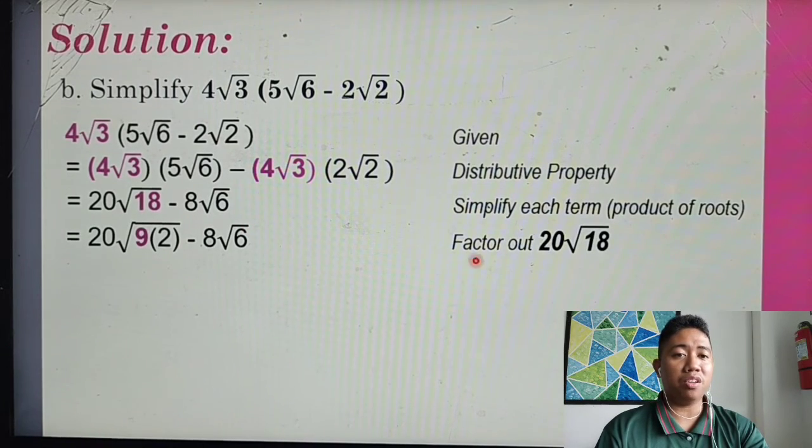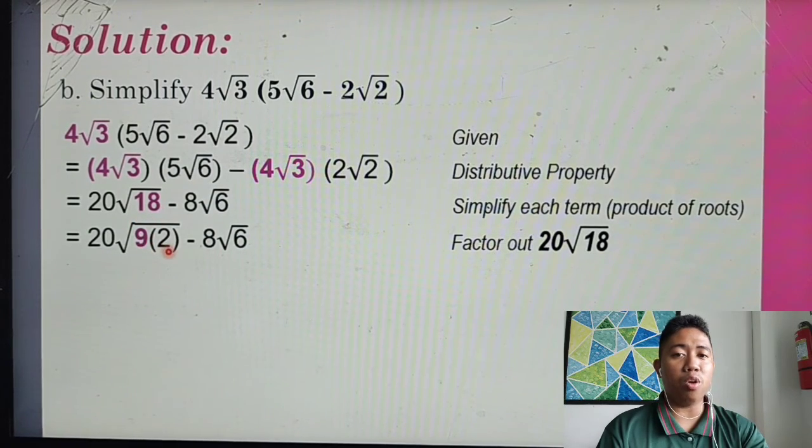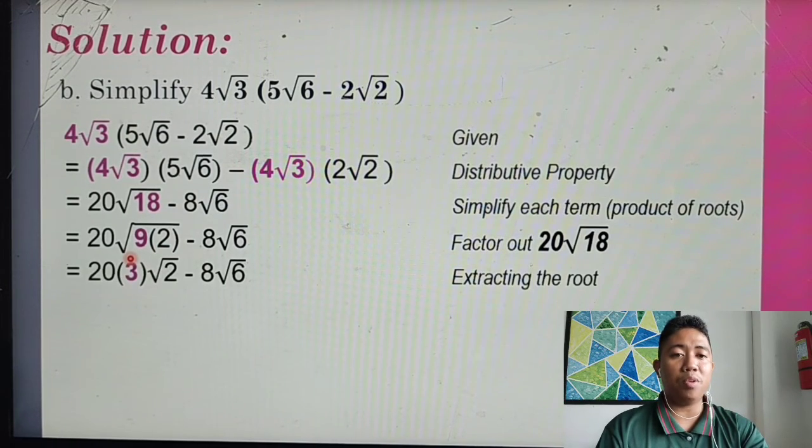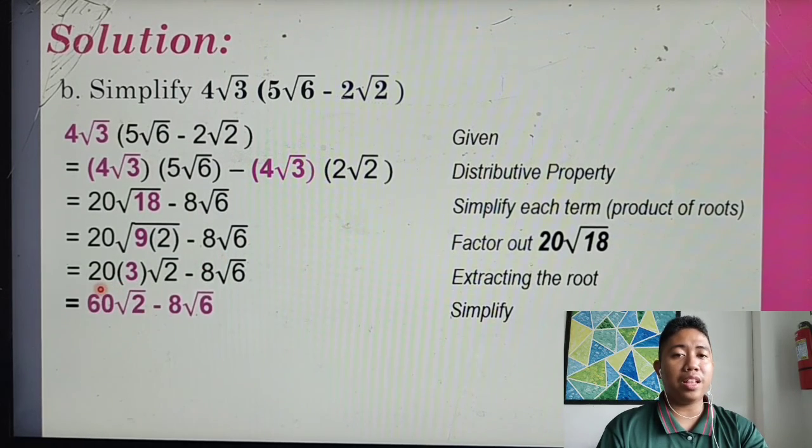The next step is to factor the radicand of the first term, 20 square root of 18. The possible factors of 18 are 9 and 2. At least we have a perfect square, which is 9. After that, we extract the root, since the square root of 9 is 3, and copy the last term. Then we get the product of 20 times 3. So we get 60 square root of 2 minus 8 square root of 6, and that is our final answer.